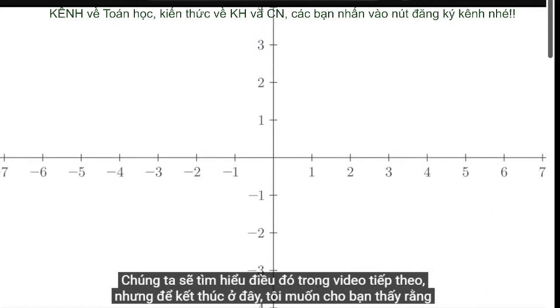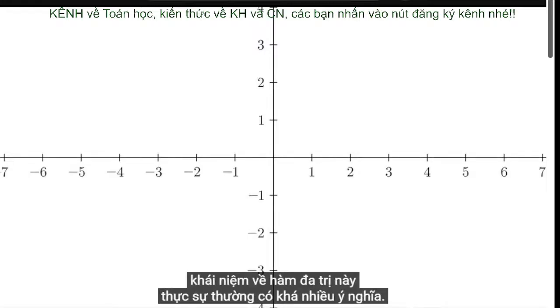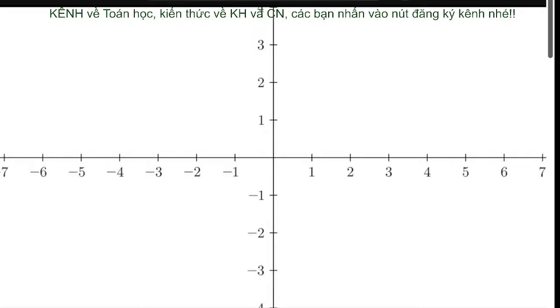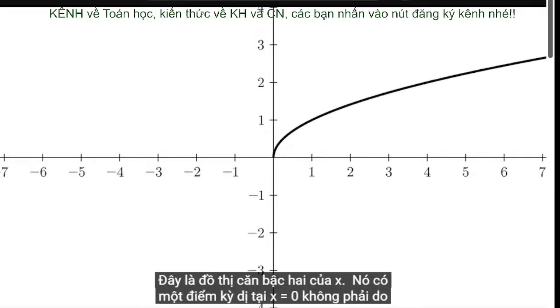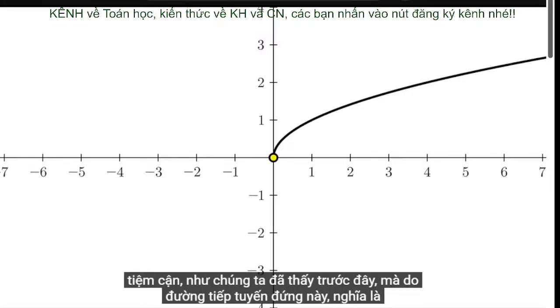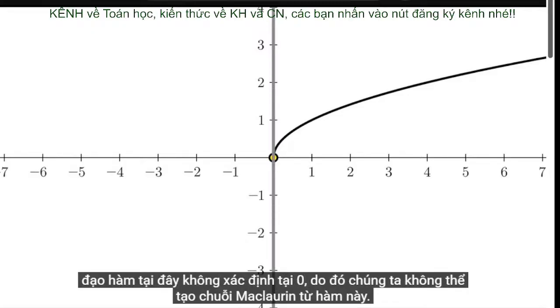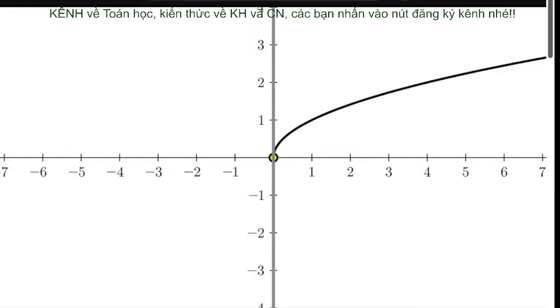But to end on here, I want to show you that this notion of a multi-valued function often actually makes quite a bit of sense. Here's the graph of square root of x. It has a singularity here at x equals 0, owing not to an asymptote, as we've seen before, but to this vertical tangent line, which means that the derivative here is undefined at 0. So we cannot make a Maclaurin series out of this function.